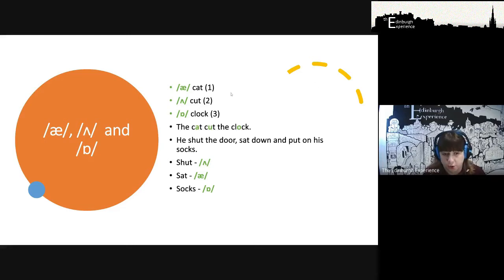So let's try a different order. Let's do 1, 3, 2. Okay? Let's try it that way. Okay? Yeah? Everyone happy with those? Give me a thumbs up in the box. Wonderful. Right. These are really worth practicing with.